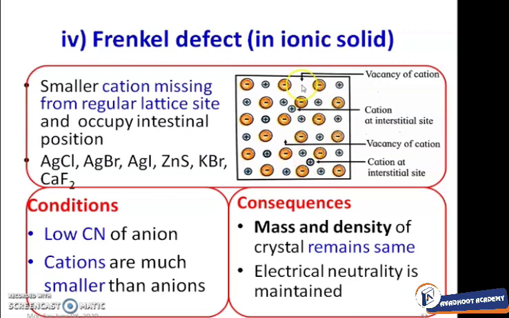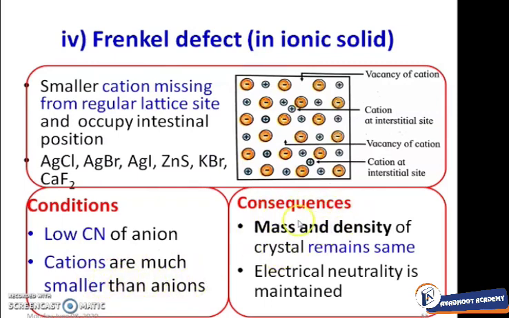Now why are only cations occupying the interstitial position? The reason is cations are smaller than anions, and therefore only cations are suitable to fit in the interstitial positions. Normally cations get dislocated. What are the conditions for Frenkel defect? First condition is the anion must have a low coordination number, that is, it may be 6 or 8. Then cations must be much smaller than the anions.